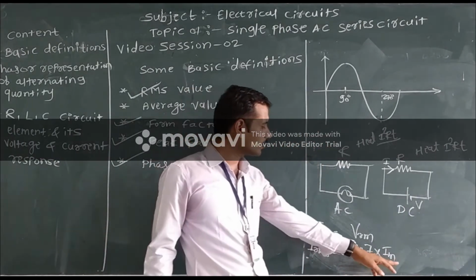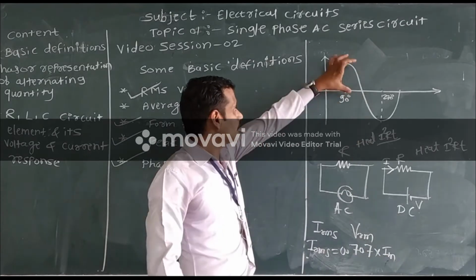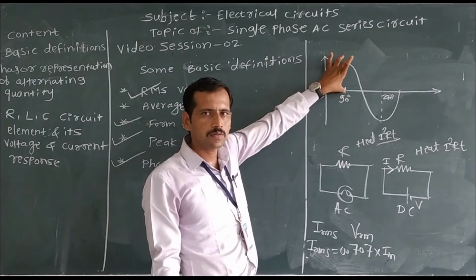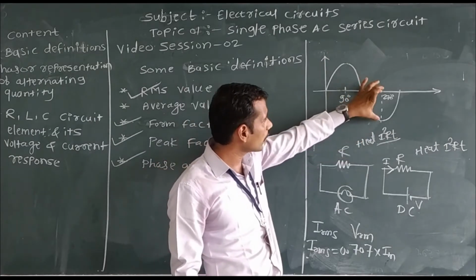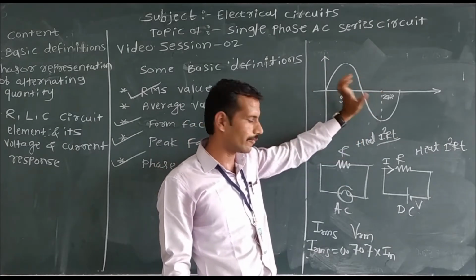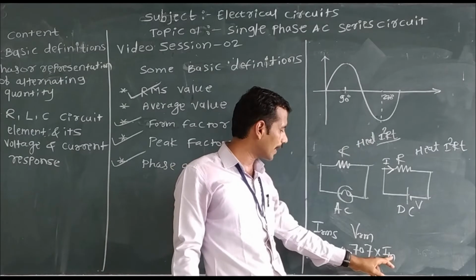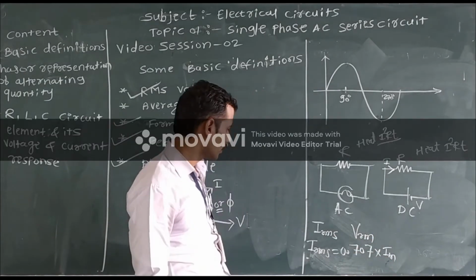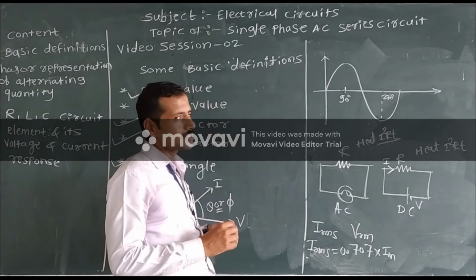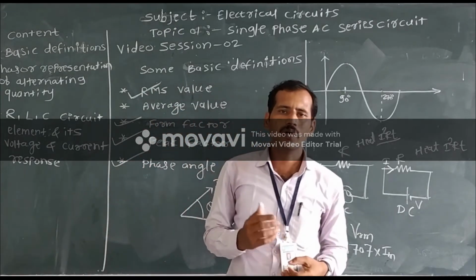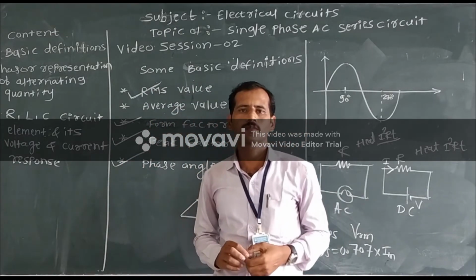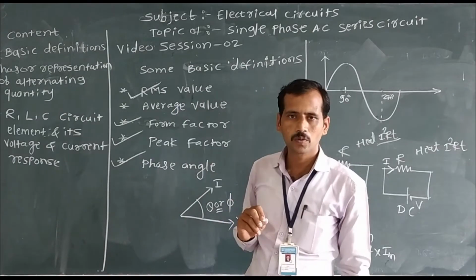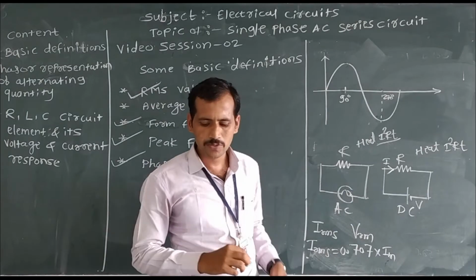What is meant by maximum value? Maximum value means peak value. For the positive half cycle, 90 degrees shows the peak value, and for the negative half cycle, 270 degrees shows the peak value. So we are taking the peak value as VM for voltage and IM for current. What is the importance of RMS value? Generally all AC quantities or AC meters will read the RMS value. That is the importance of RMS value.